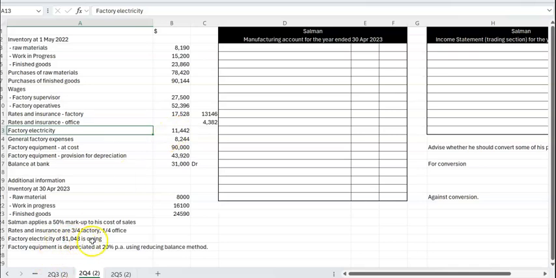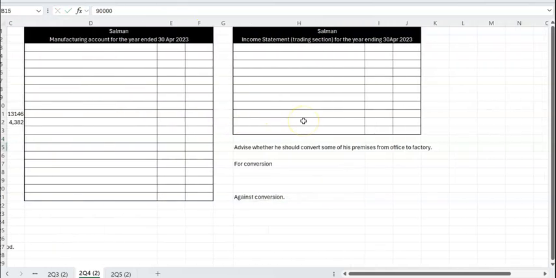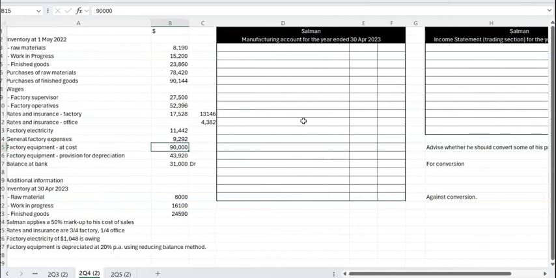We've got factory expenses of 1048 is owing. So find your factory expenses and we're going to add it. And that would add to other payables, but you'll see in here we don't have to do a balance sheet. So we don't need to worry about the corresponding part of that.